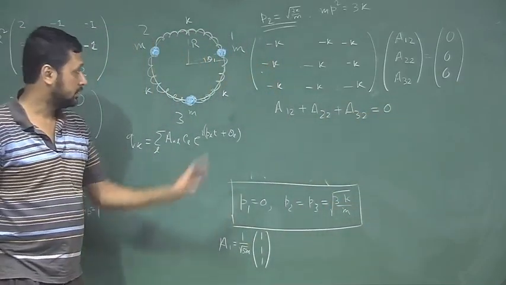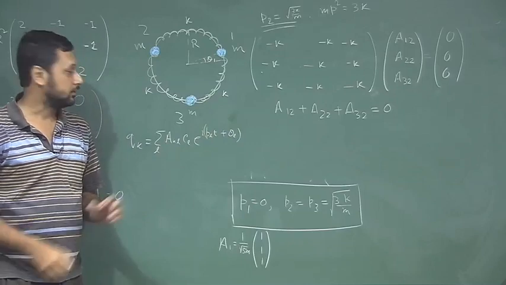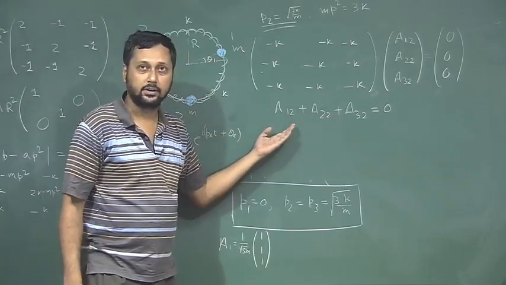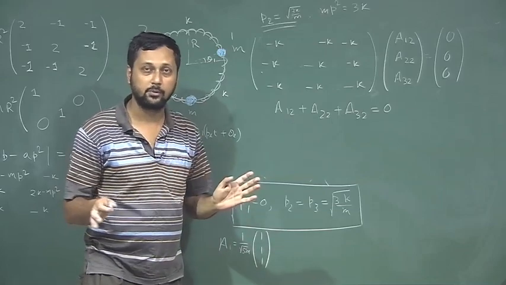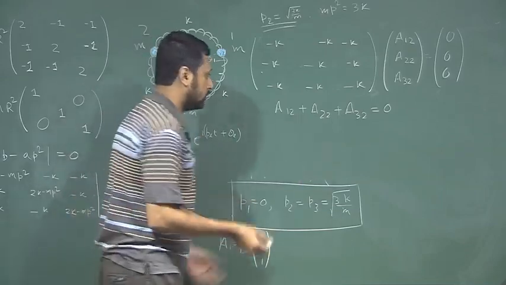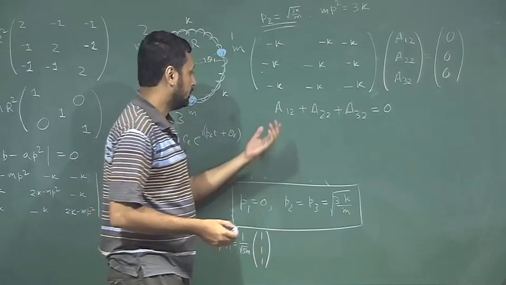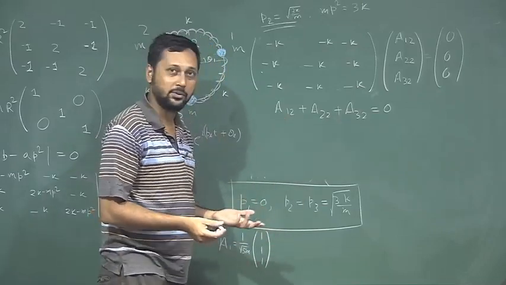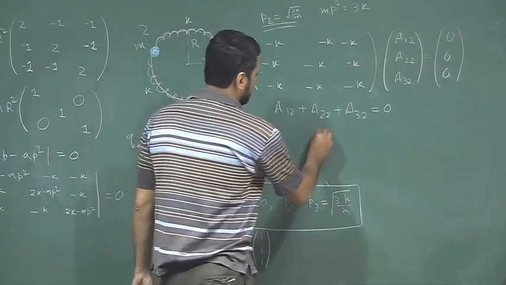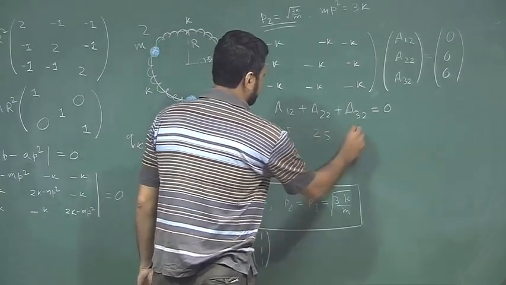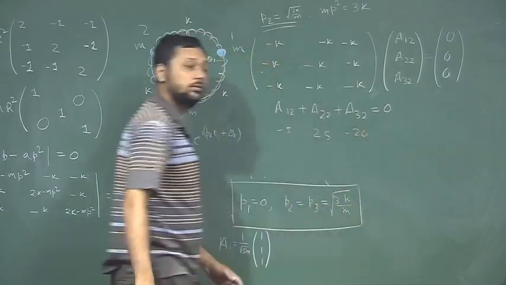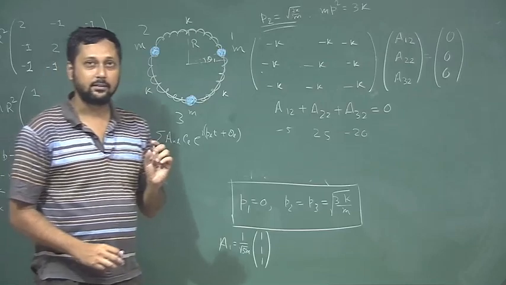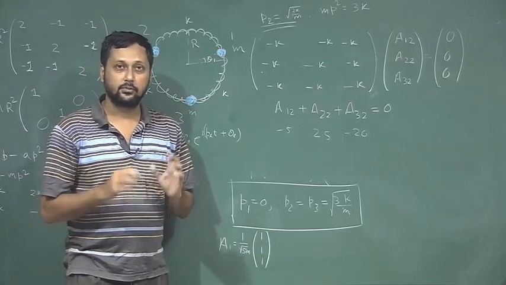Now, this is a non-trivial case, because we can choose many combinations, n number of combinations. We can choose A 2 2 equal to 20, A 1 2 equal to 0, A 3 2 equal to minus 20, that is one possibility. Similarly, we can choose this to be 25, this to be minus 5, this to be minus 20, that is also another possibility.